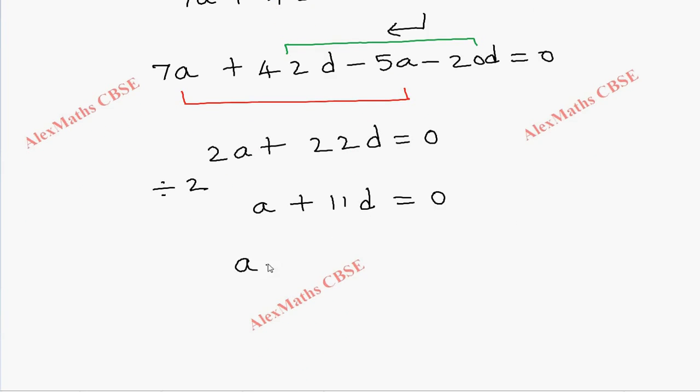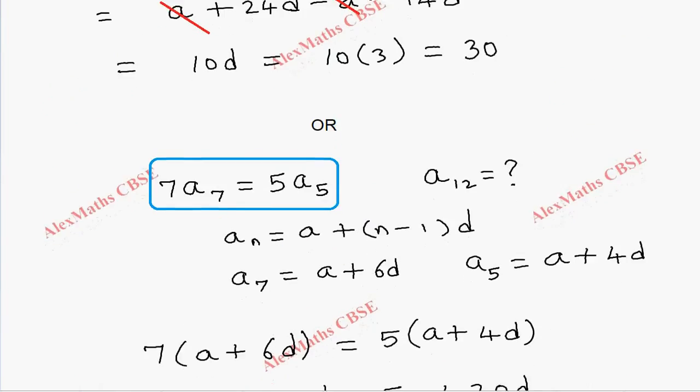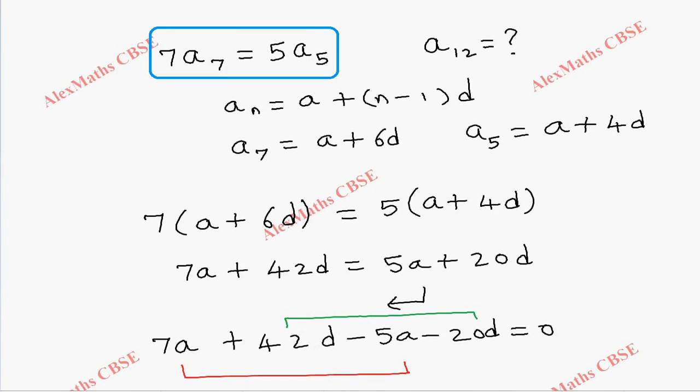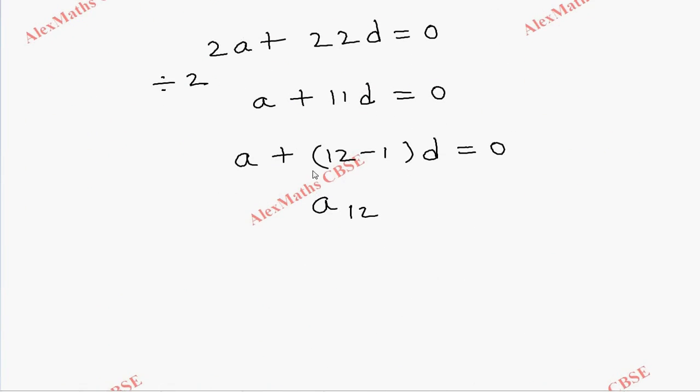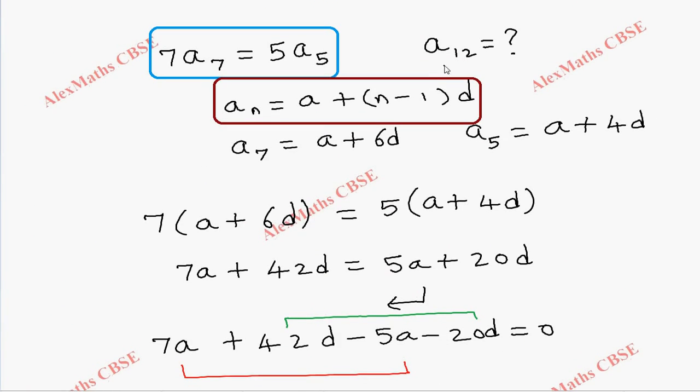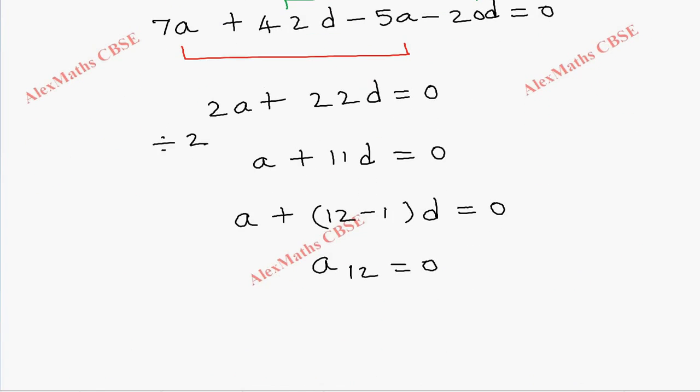But this can also be written as A plus 12 minus 1 into D, which is 0. But this is nothing but A12, when we apply the value of n as 12 in this general formula, we get A12 equal to A plus 12 minus 1 into D. So we got the 12th term. So we name this entire term itself as A12, which is 0. And in the question they are asking the value of the 12th term, which itself answer is 0. A12 is 0.